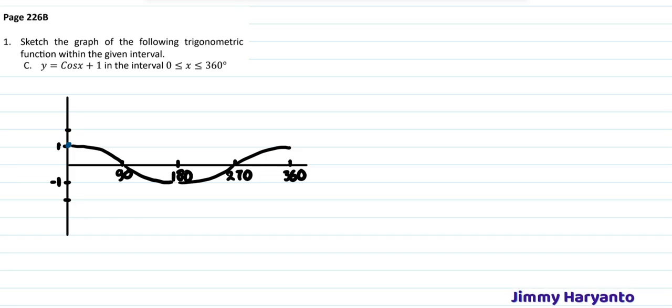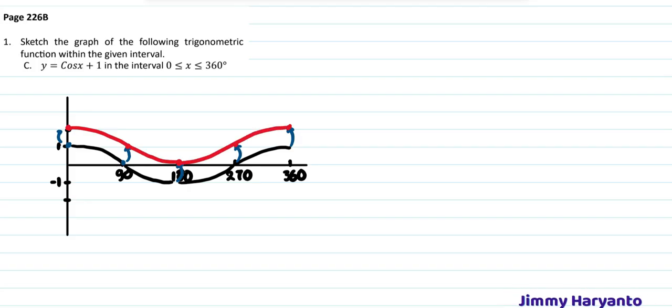And the third is cos x plus 1. Plus 1 means you go up one step. So this point will go there, this point will go there, this point will go there, this point will go there, and this point will go there. And then we only have to mark it like this, and then you will connect it like that. Okay, so this is cos x plus 1.